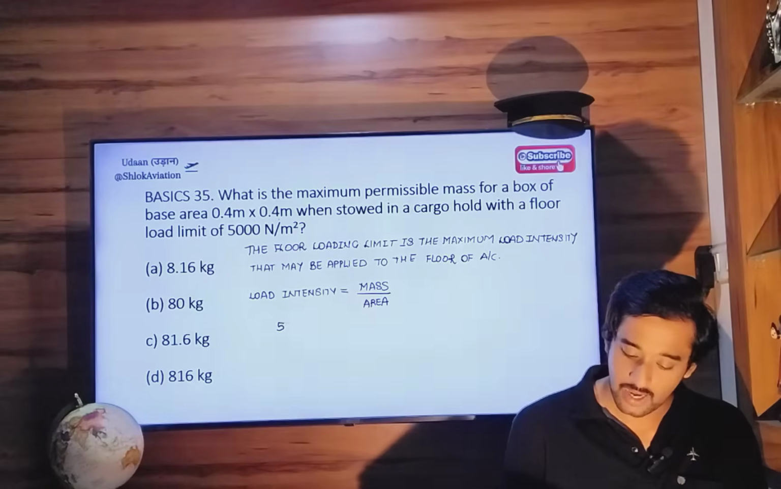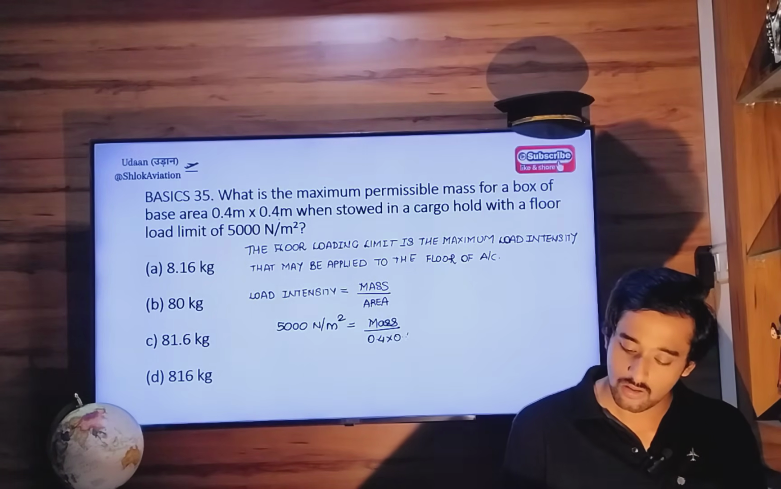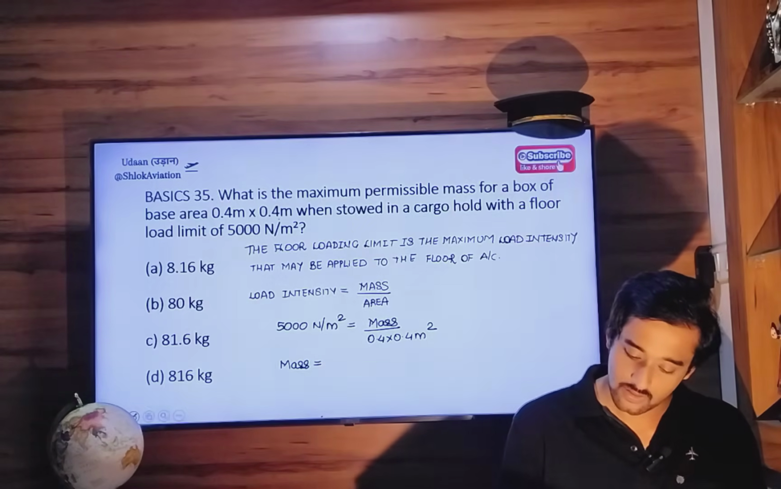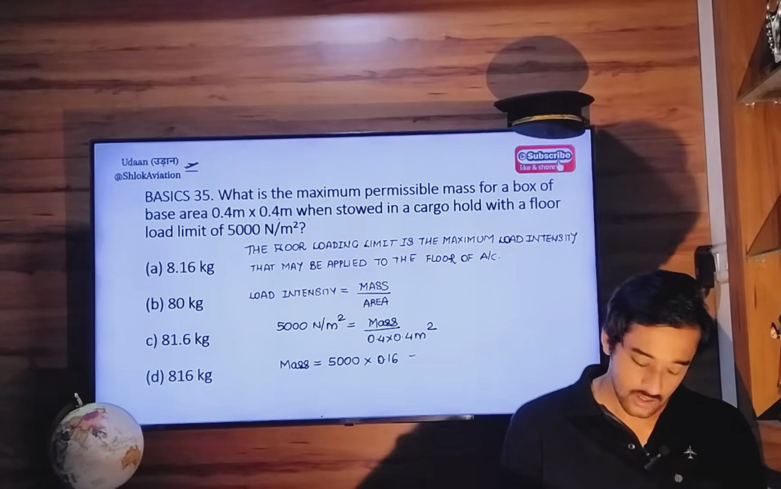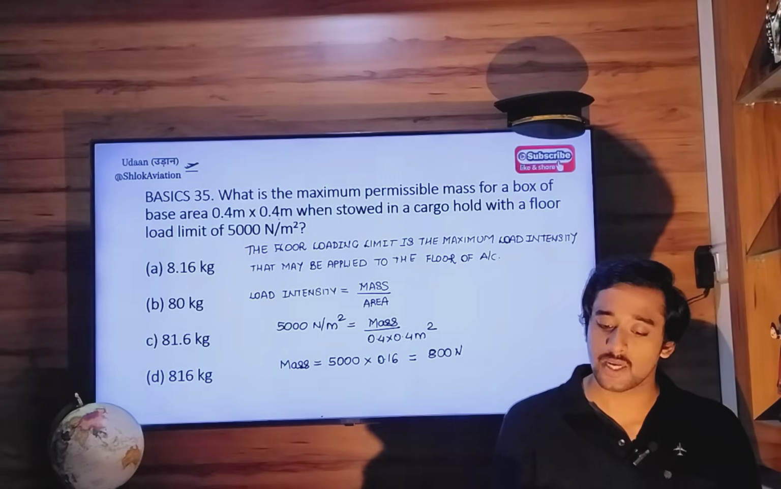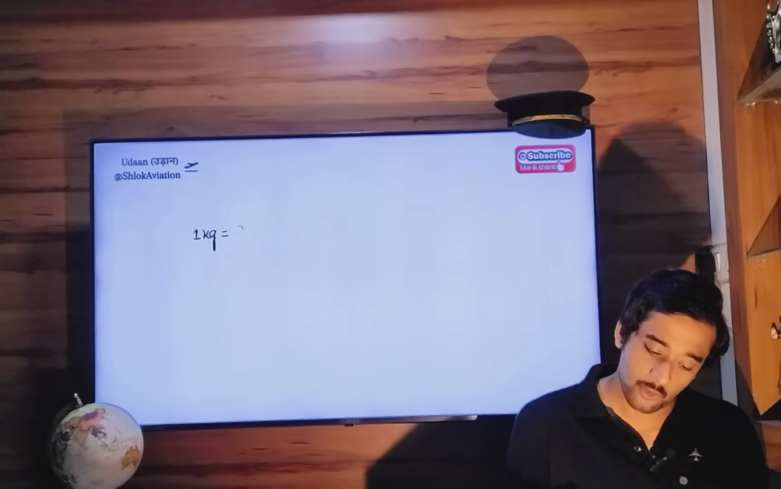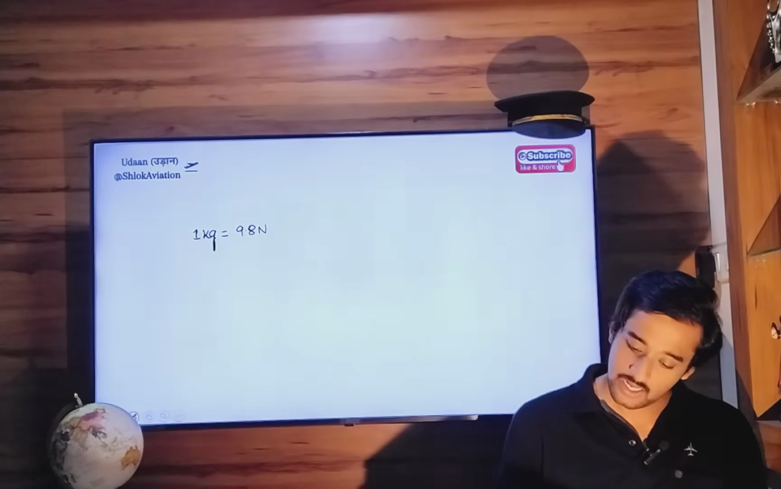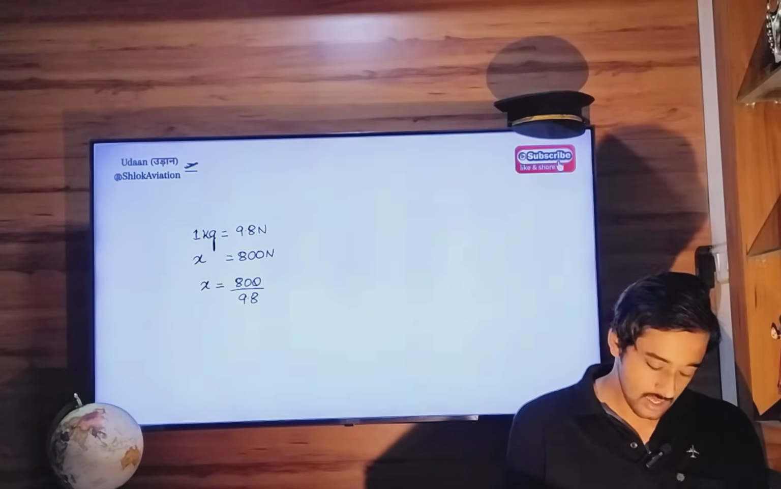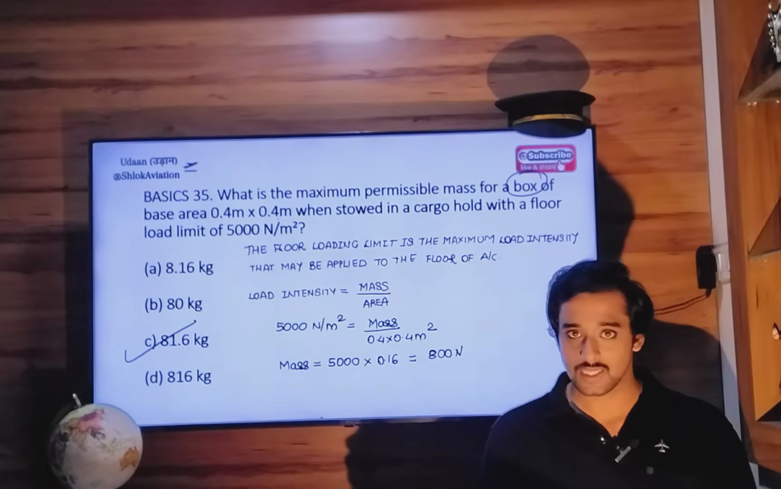So what I'm going to do is 5000 Newton per meter square, mass, area. So mass will be equal to 5,000 into 0.16, which is equal to 800 newtons. Okay, so this is the weight of that particular box. Next, very simple, 1 kilogram of mass equals 9.8 newtons of weight or force. So 800 newtons will be equal to how many kgs? Cross multiplication will give you an answer of approximately 80 kg or 81.6 kilogram. Okay, so correct answer is option Charlie, 81.6 kilogram.